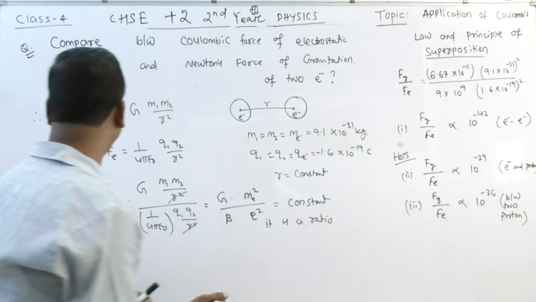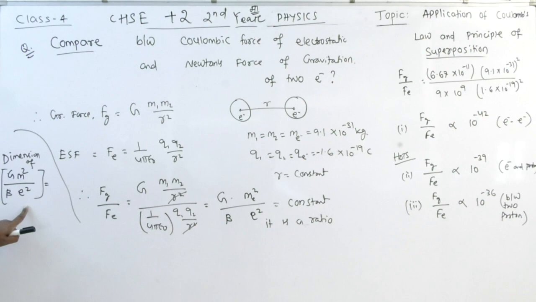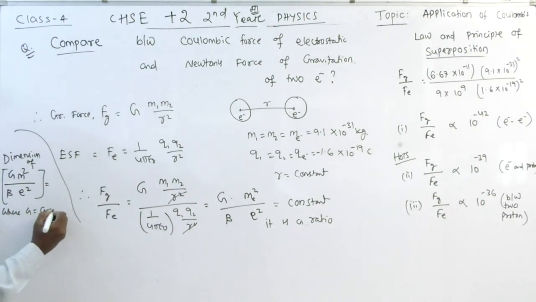There are some questions arising. Find out the dimension of G m square by beta e square, where G is the gravitational constant, or we can write universal gravitational constant, and beta is the Coulombic force constant.